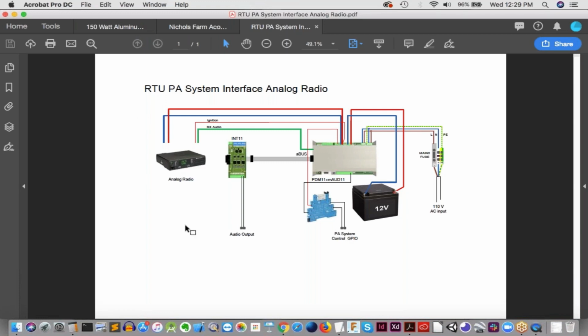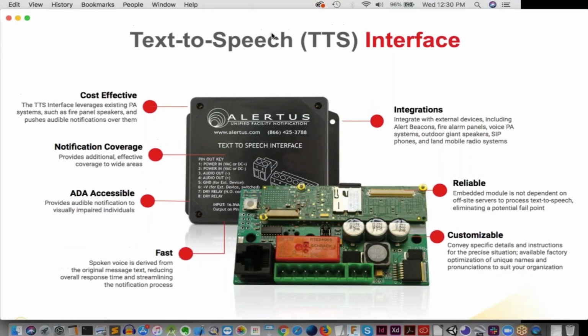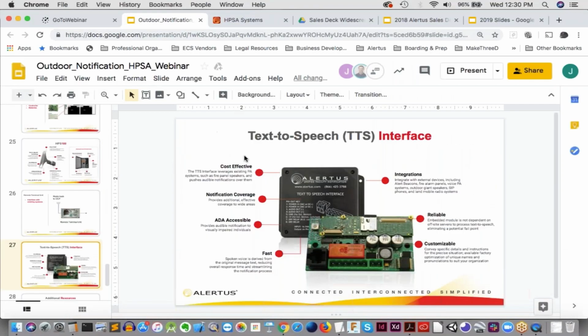Basically, it communicates by radio back to the operation control panel and has an audio output to a PA. Also, it has GPIO ports. We can control both ways. We can take in panic buttons. We can take out panic buttons. In short, if you're a technical person, what you'll see here is, we can interface with existing devices with this. Also, we can interface with different devices through our text-to-speech module.